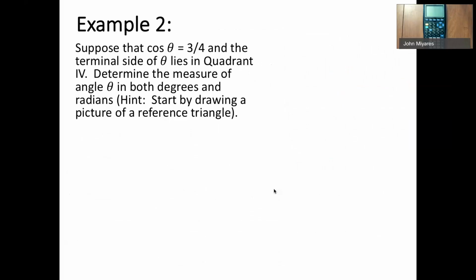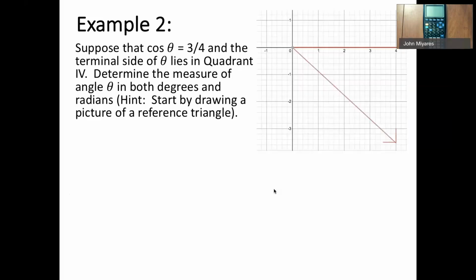Again, this is an angle that we worked with in the last section. We want to construct our reference triangle in quadrant 4 in such a way that the adjacent side x is going to be 3 and the hypotenuse is going to be 4. The opposite side y is something we'll have to compute later.